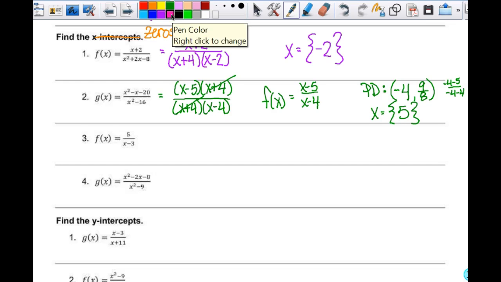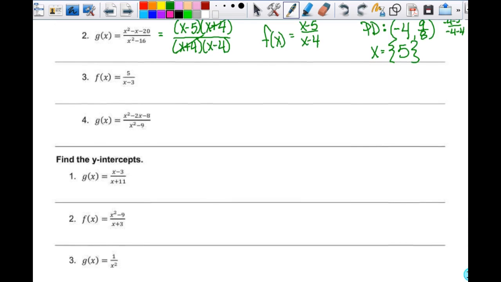All right, so then number 3. I can't factor anything. I can't reduce anything. I need my x's. Or is it 0? There's none, right? I don't have any. So the way I show that I don't have any in set notation looks like this. Right? So tell me about this set. What's wrong with it? It's empty, right? It's called the empty set.